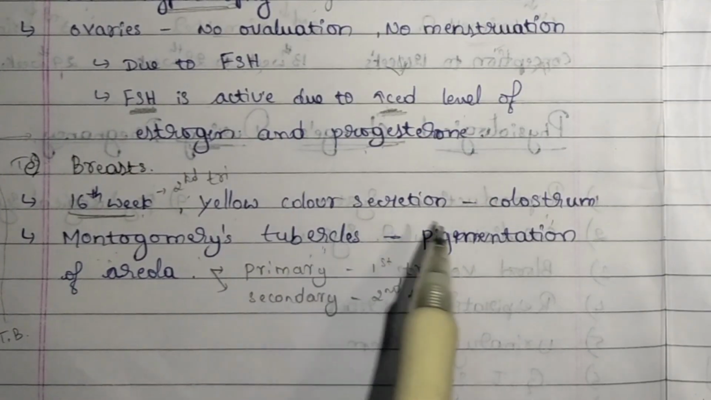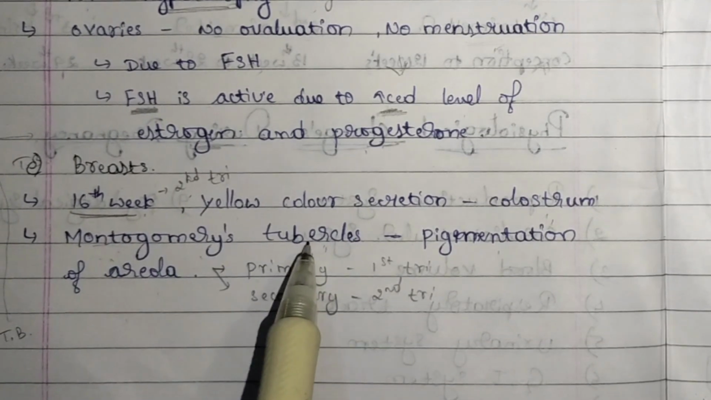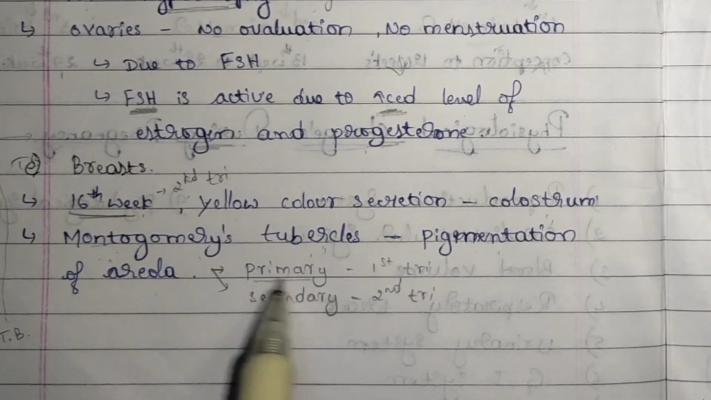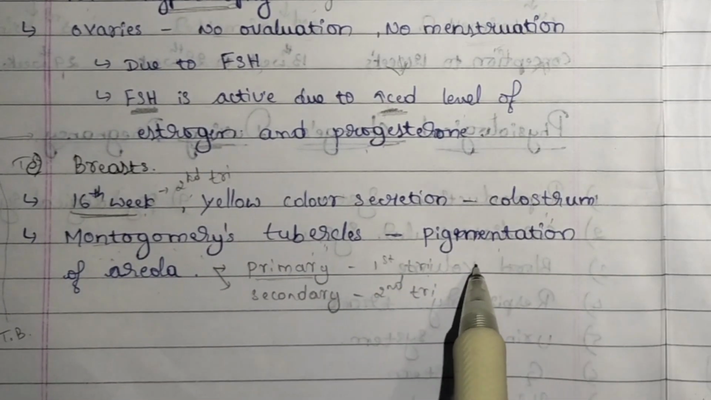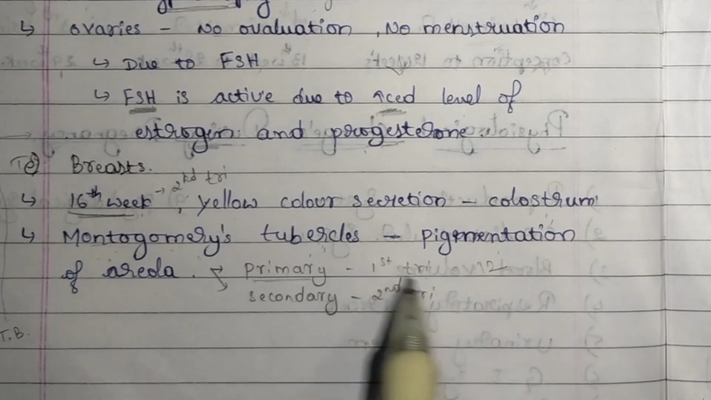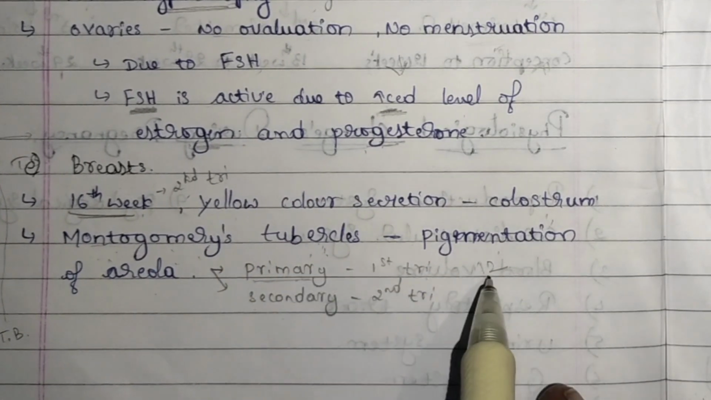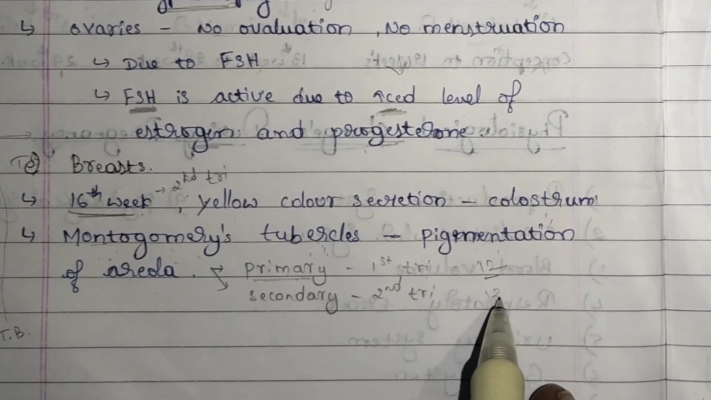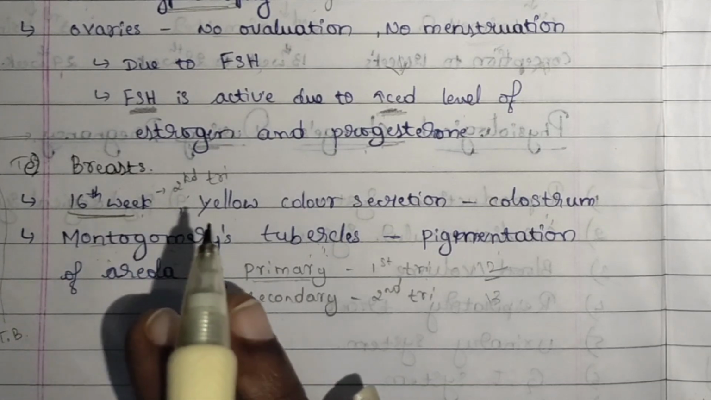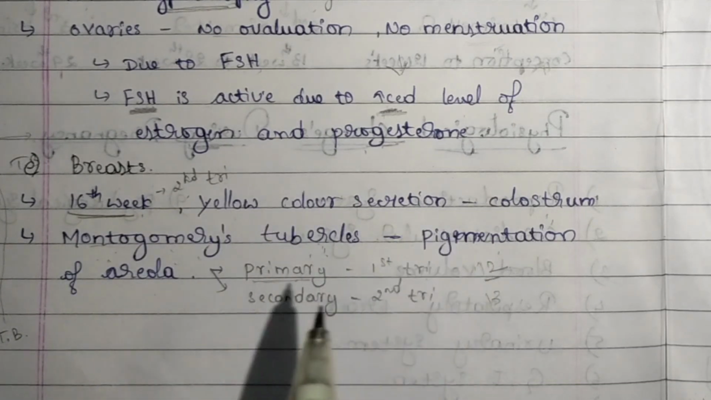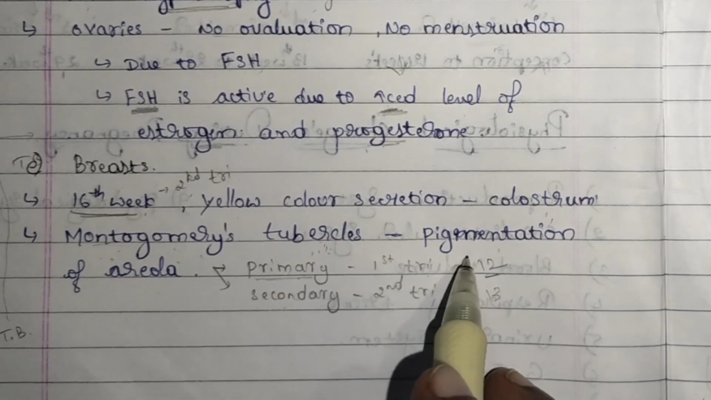Montgomery tubercles. This is nothing but the pigmentation of the areola. These are known as primary Montgomery tubercles in the first trimester, that is from conception to the 12th week. It is in the primary stage, primary Montgomery tubercles. After completing the 12th week, that is from the 13th week, the primary Montgomery tubercles start developing and become secondary Montgomery tubercles. This is nothing but the pigmentation of the areola.